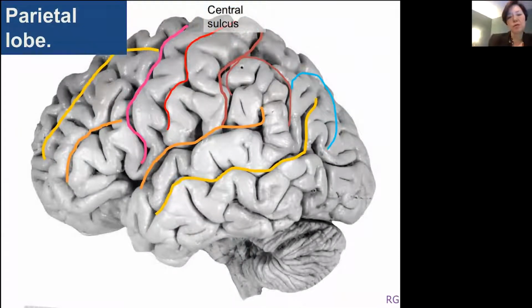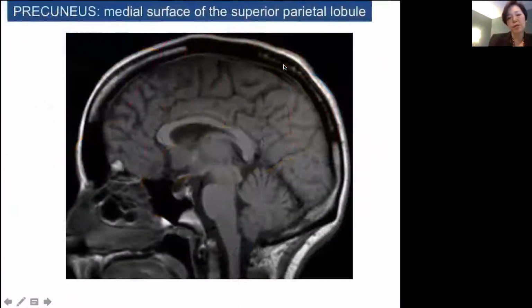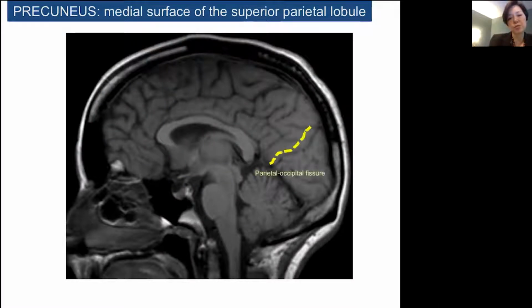Moving on to the parietal lobe. The parietal lobe has the postcentral gyrus, and then the inferior parietal lobule and the superior parietal lobule, right? The superior parietal lobule is maybe better seen on the sagittal view. You find the parietal fissure going obliquely. Posterior to this is the parietal occipital lobe. That's why this is called the parietal occipital fissure.